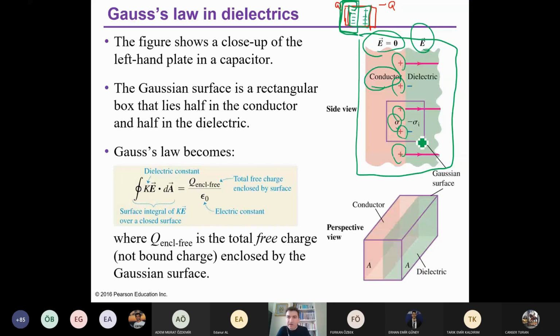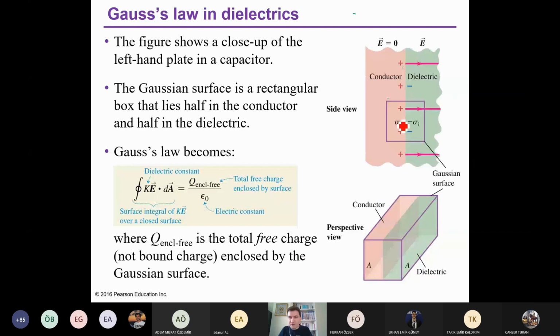Okay, and here I choose a Gaussian surface. You see, let me clean the board. Here I choose a Gaussian surface. What do you see here? We have the surface charge density sigma on the left side, and here we have negative sigma prime charge density on the right side. We have positive charges here on the left side, and negative charges on the right side. And then just apply Gauss's law here for this Gaussian surface.